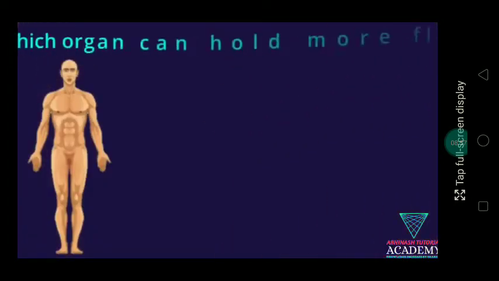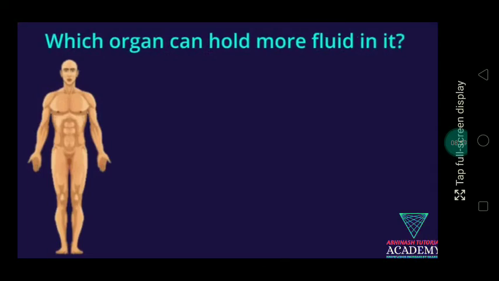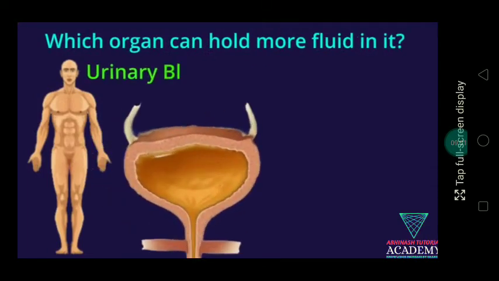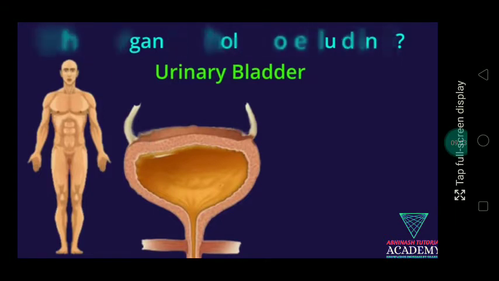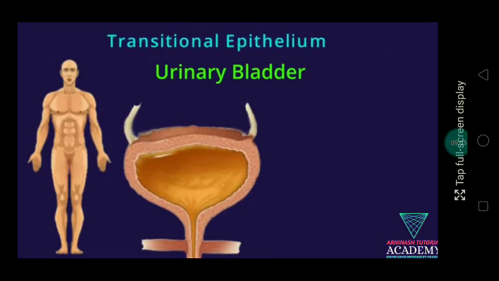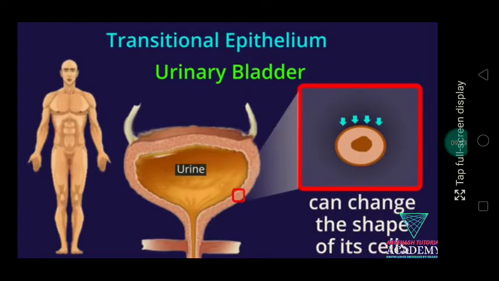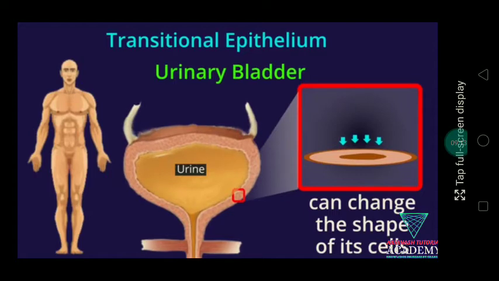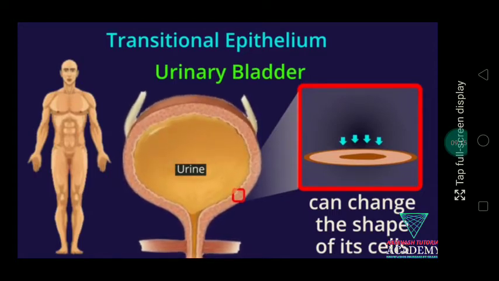So which organ do you think can hold a lot of fluid in it? Yes, it's the urinary bladder. This organ is made up of transitional epithelium. Transitional epithelium can change the shape of its cells from round to flat as the bladder expands while holding a lot of water in it. Isn't it amazing how our body functions?